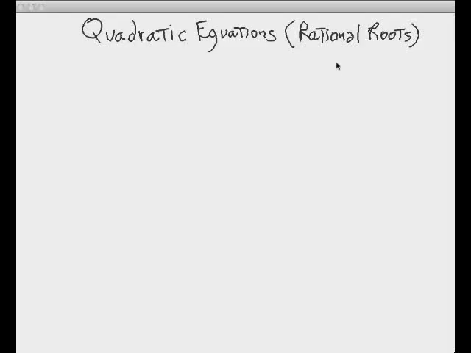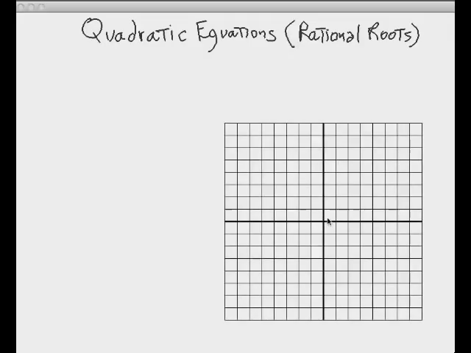Let's look at quadratic equations that have rational roots. In other words, roots that are fractions: 1/2, 2/3, -3/4, things like that. So let's just look at the graph of something. Let's say it has roots of -3/2 and +5/2.